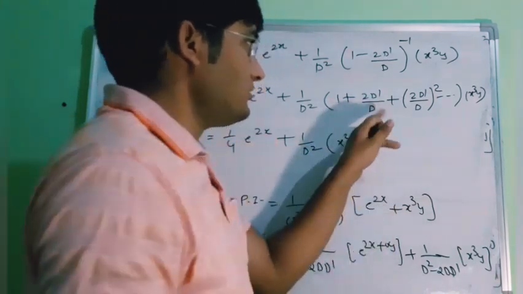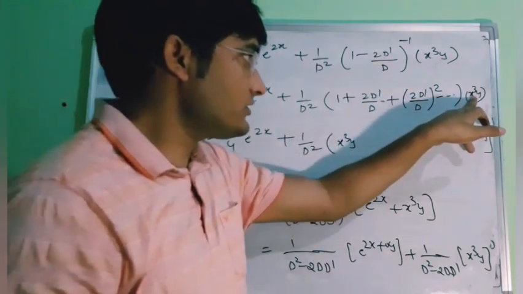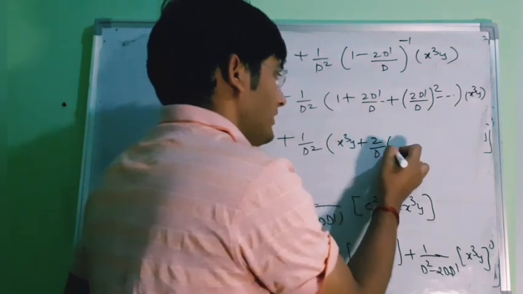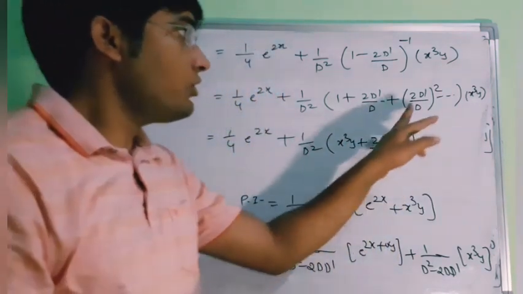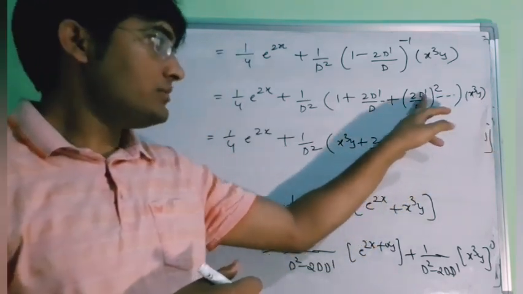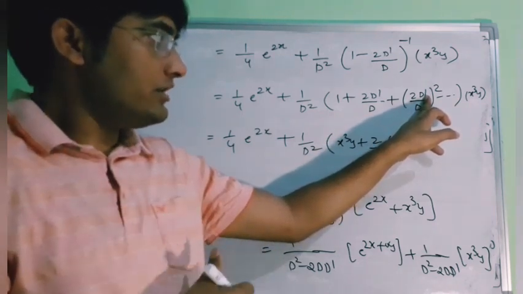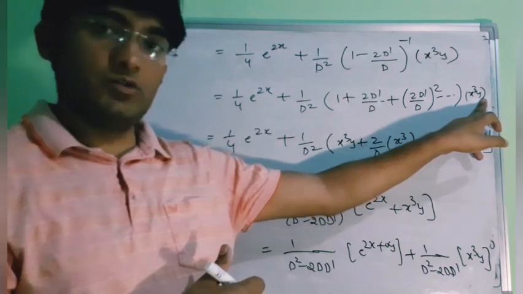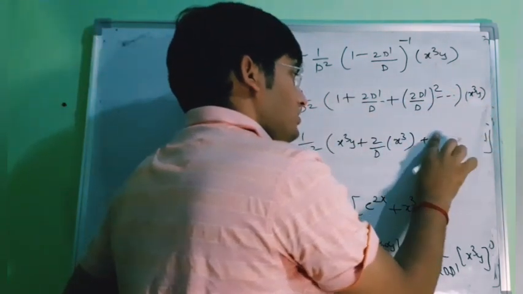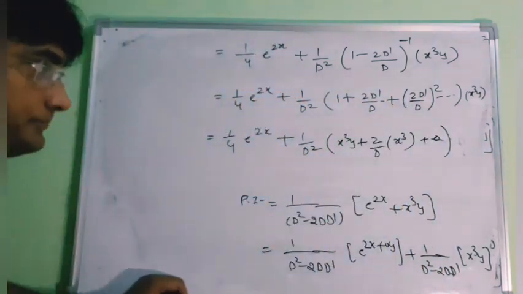Now D' stands for the partial differentiation with respect to y. Now the partial differentiation of this bracket with respect to y will be x cube. So we will get 2 upon D of x cube. Then here we will get the D' square. Now D' square of this bracket will be 0. That means the double differentiation of this bracket with respect to y will be 0. So after this term, all the terms will be 0. So this is our PI.